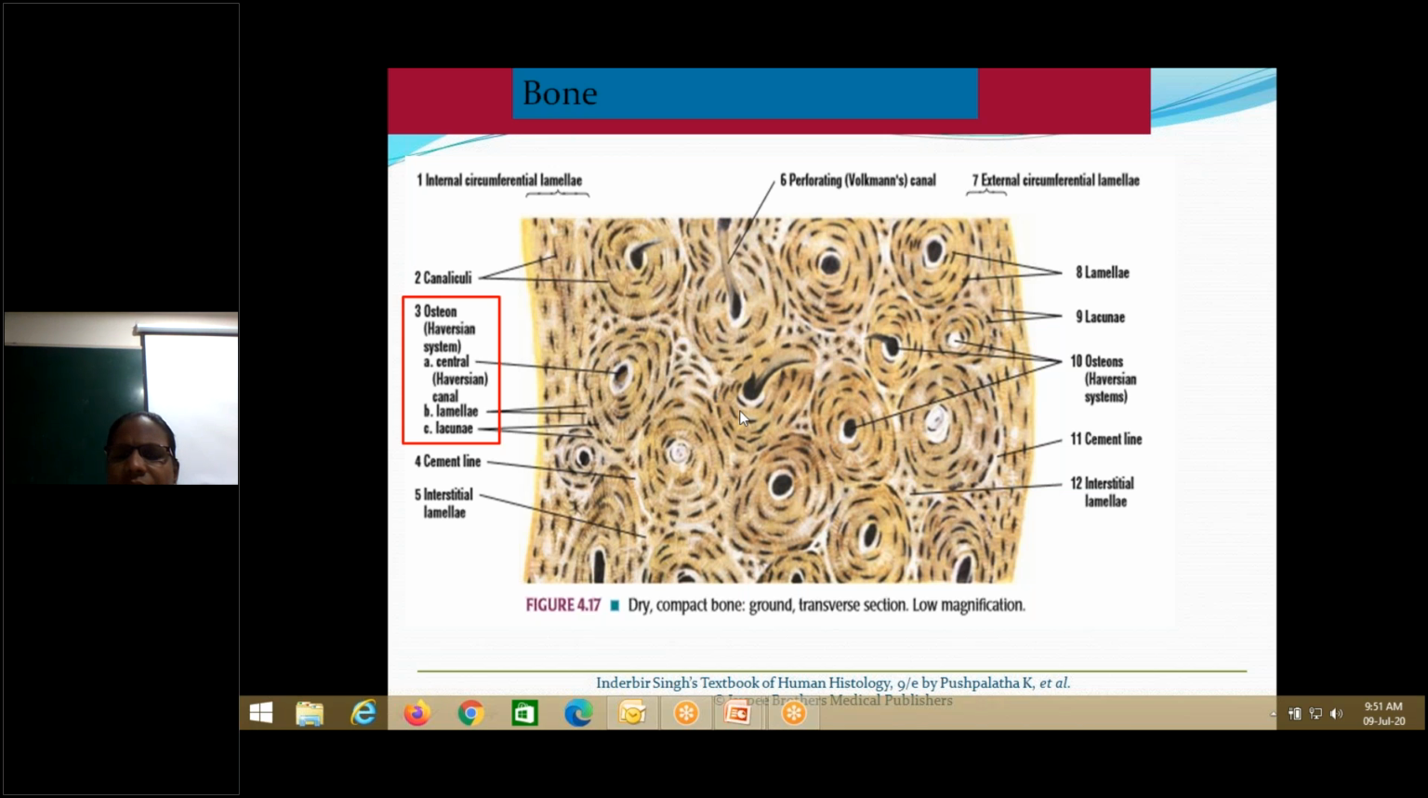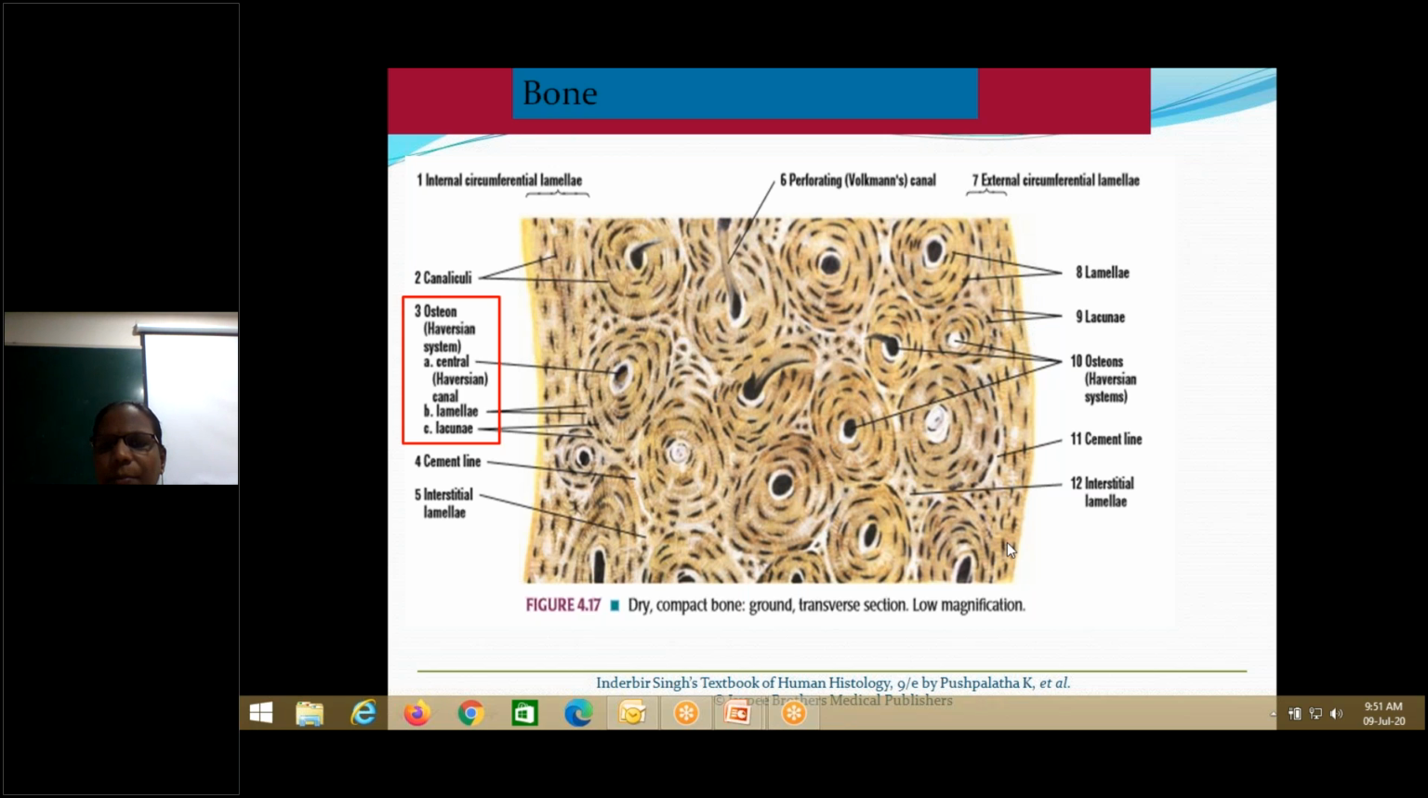Next, the bone matrix. The bone matrix has two components: the organic component and the inorganic component. Identify what contents are present in the organic and inorganic components. Next, they may ask you about any other lamellae seen in bone. Yes, the other lamellae are the circumferential lamellae.